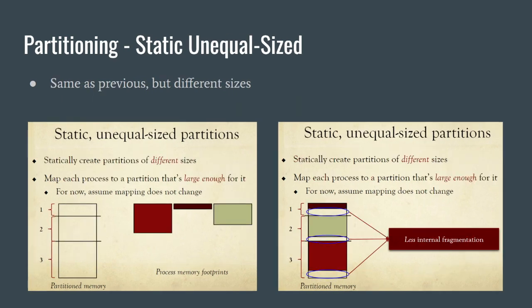Then we have static unequal size. We give rough estimates: here's a small block we can put a small process in, here's a medium block we can put a medium-sized process in, and then a large block we can put a large process in. But still we have wasted space, though much less so within this method.